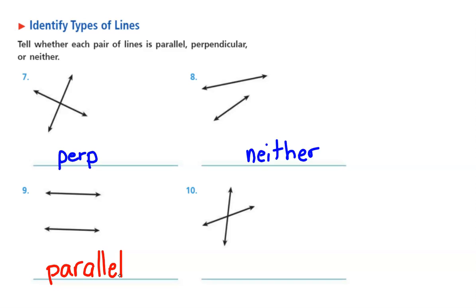And then number 10, I think, is also trying to trick me a little bit. This, again, looks to be a plus sign, and it looks like it intersects. But if I were to use my little 90-degree tester, I could very quickly see that these do not form 90-degree angles. And so because of that, it is indeed neither.